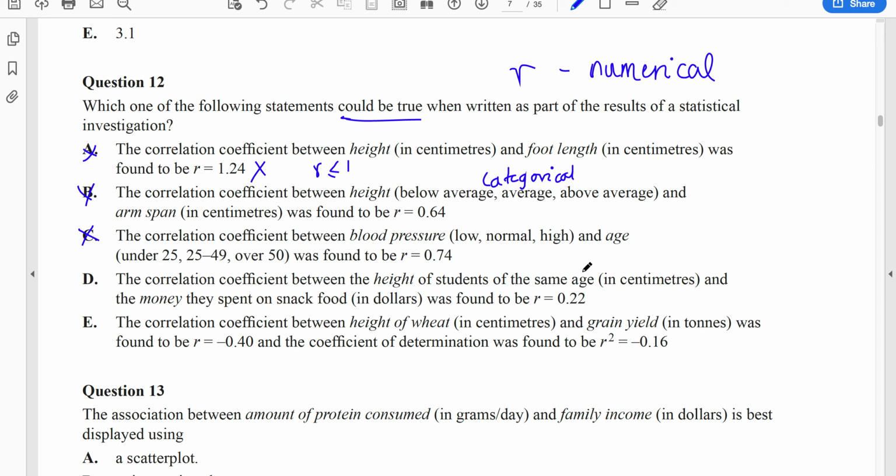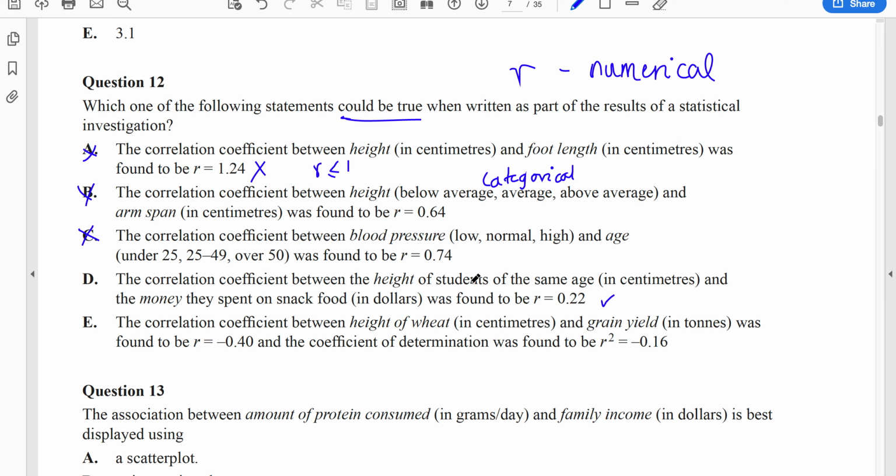Height of students is the same age, centimeters, and money in dollars, so they're both numerical. And we've got an R value of 0.22. Now that means that there's actually no correlation between the two. You usually get a random scatter of dots. That's possible, especially if you look at those variables, you wouldn't really expect there to be a correlation between those two things if you're looking at heights of people that are actually the same age.